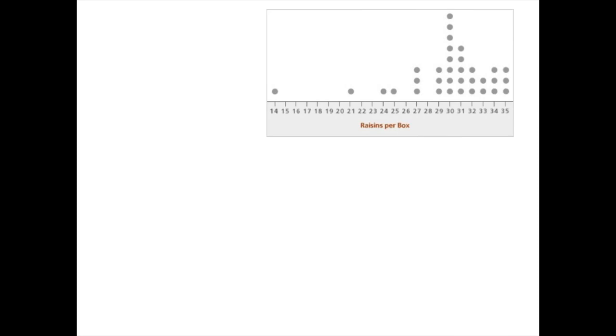So this dot plot is figuring out how many raisins come in a box. So to create our box plot, we need what's known as a 5-number summary. And those 5 numbers are as follows. The minimum, the smallest number, Q1, which is known as the first quartile or the lower quartile. We'll get into what that means in a moment.